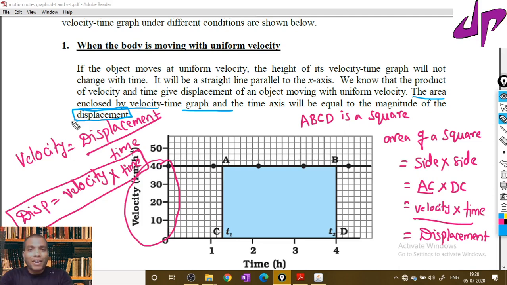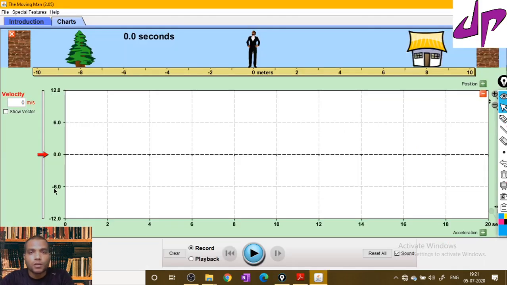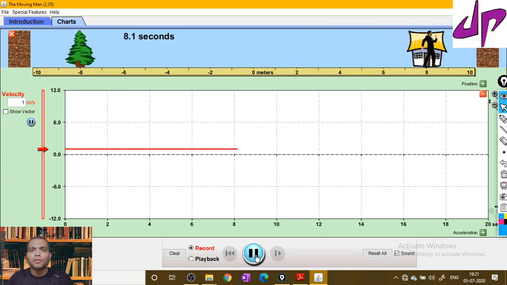So let us see what uniform velocity is, an object moving with uniform velocity. By using the PhET simulation, we will observe how it looks. Suppose a person is moving with uniform velocity 1 meter per second. This is the PhET simulation, the moving man. If I set the person's velocity to 1 meter per second and hit the play button, the person is moving. Now you can see he is moving, and if you observe clearly, his motion is with a uniform velocity.